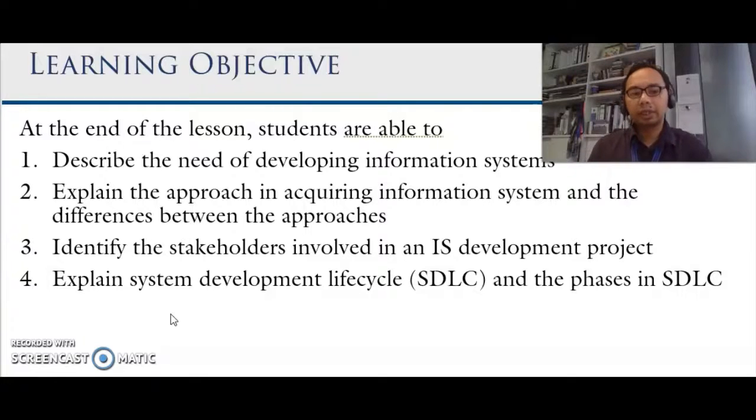Okay, and lastly, I talk about the system development life cycle. There are many variations of the system life cycle, because if you Google SDLC, you'll see that this SDLC has 4 steps, some have 7 steps. The one that I introduced in this particular lesson is 5 steps. But even though there are many variations, the fundamentals are the same.